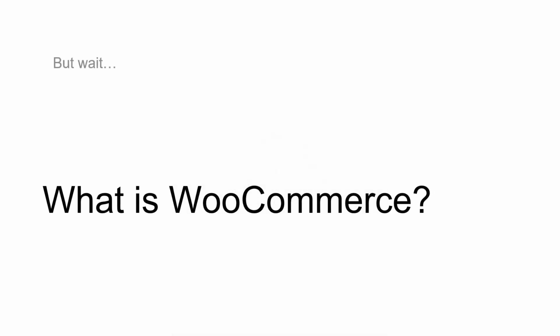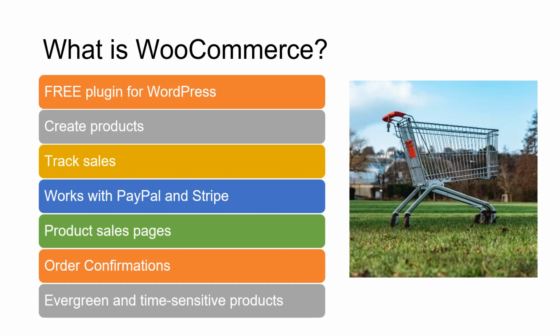But don't give up yet, because let's go back to your original idea. What is WooCommerce, and what can it do for you? WooCommerce is simply a free plugin for WordPress that helps you set up your online store. You can create products quickly and easily, track your sales. It works very easily with PayPal and Stripe, other common payment processors. And it even gives you sales pages for those products.